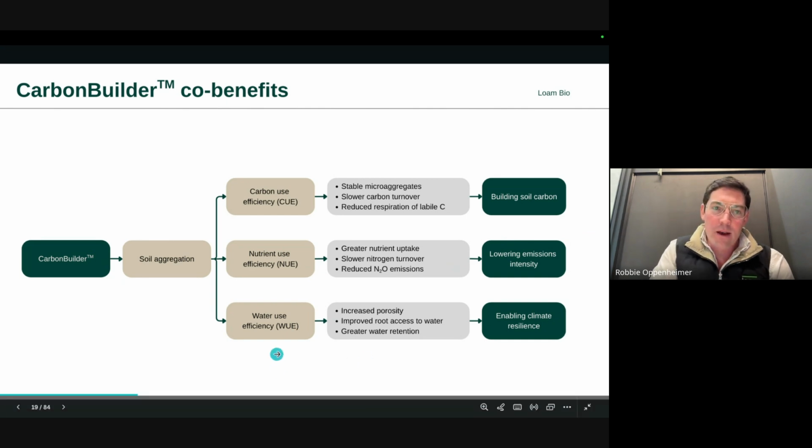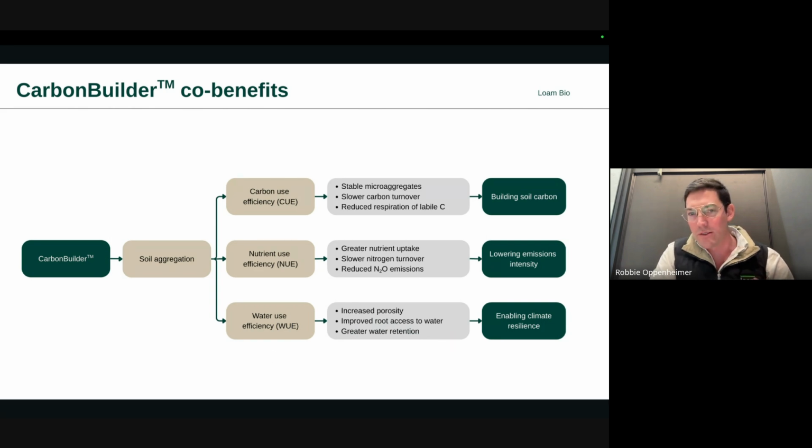That final point about aggregation is that it affects porosity, root access to water, and the ability to hold water in soil. This gives us some climate resilience. As we know, we're going to experience increasing fluctuations in temperature and moisture.